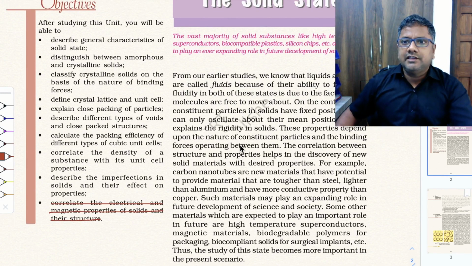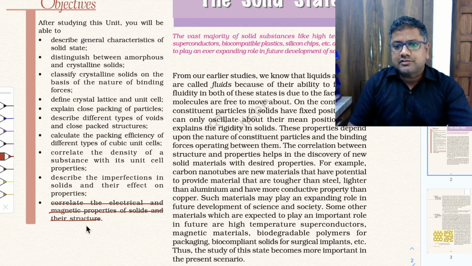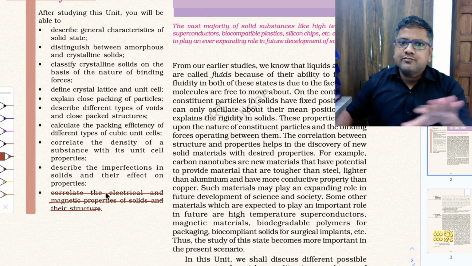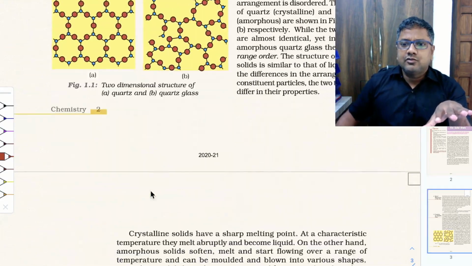Now you can see in solid state, this portion they have completely deleted: correlate the electrical and magnetic properties of solids and their structure, right? This is the total theoretical portion of this chapter, and the rest they have included, right?